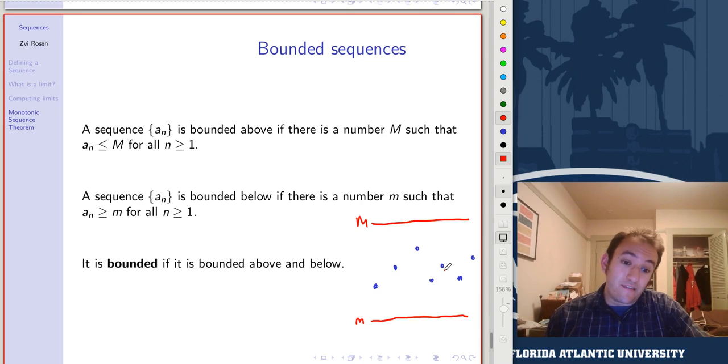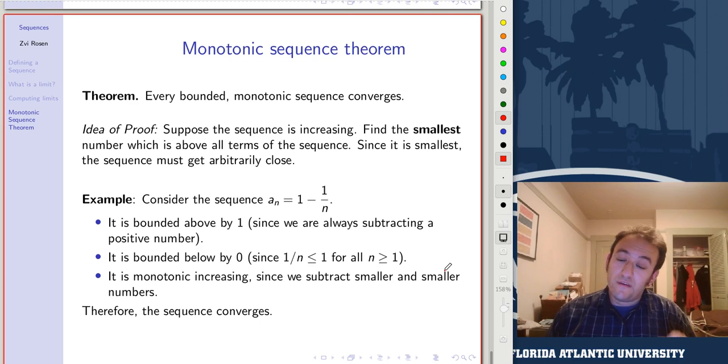Now we can state the monotonic sequence theorem, since we've defined all of the relevant terms. The theorem says every bounded monotonic sequence converges. That's a pretty powerful statement.